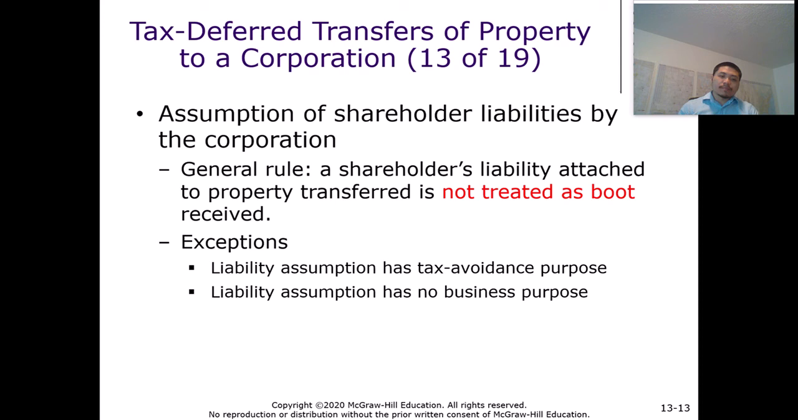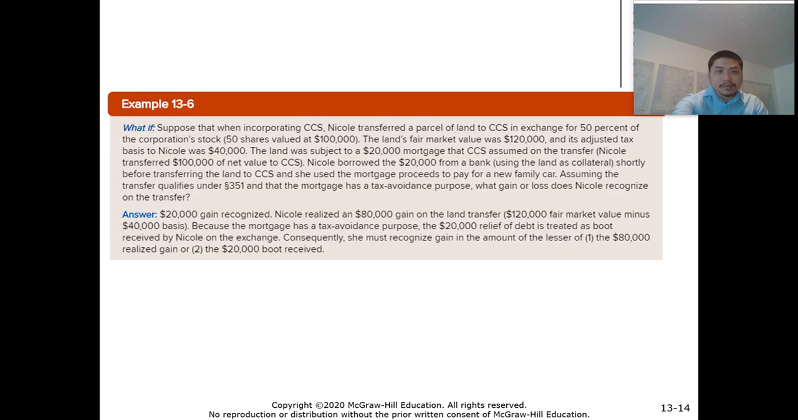For cases of liability assumption that has a tax avoidance purpose, or where the liability assumption has no business purpose, the taxpayer has to recognize the amount of debt relief involved in the transaction. So a very simple case. I have an example here. Let's see.